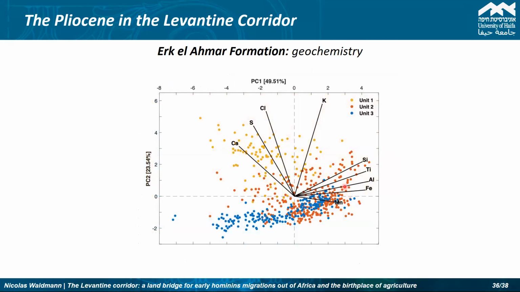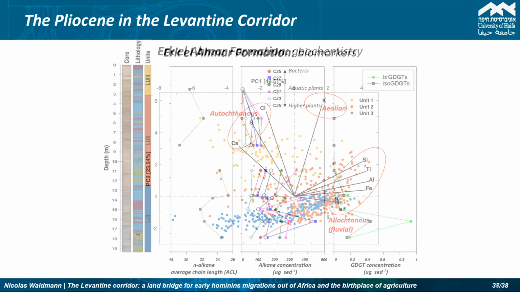Similar elements behave differently in the different units through time. And when we did a statistical analysis of this, you can see here the colors of the different units: unit 1 in yellow, 2 in red, and 3 in blue. Our initial interpretation is that we are finding information about the transport mechanism, with potassium showing aeolian sources, silica, titanium, aluminum and iron showing allochthonous fluvial input, and calcium, sulfur, and chlorine showing autochthonous processes. This is our initial interpretation of the data.